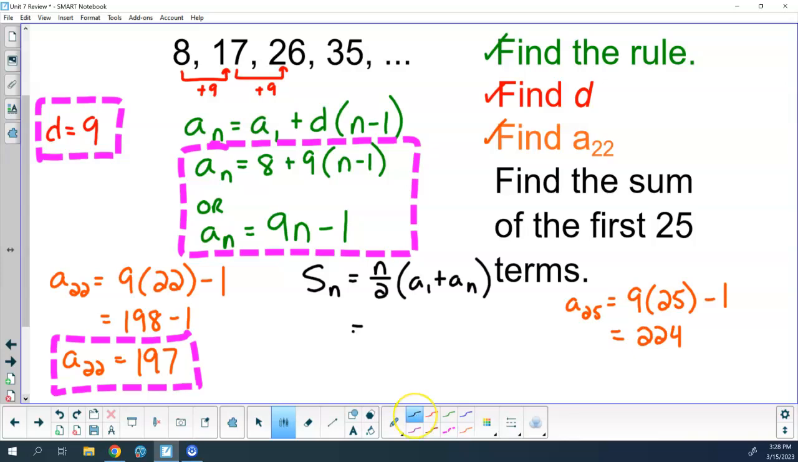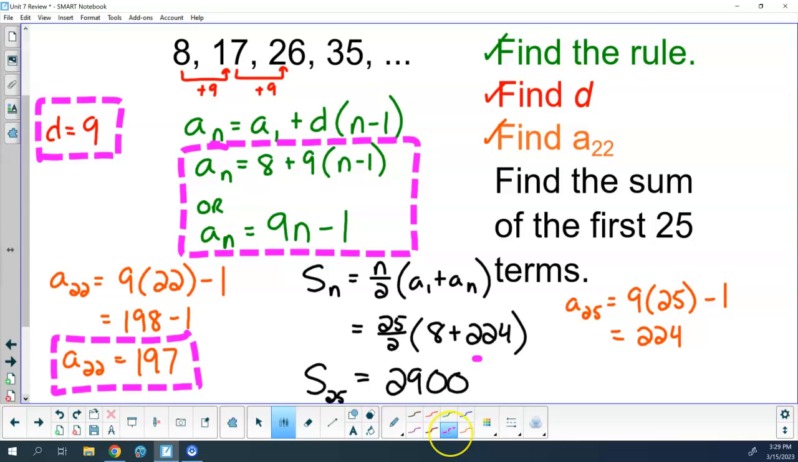So the sum here then would be 25 divided by 2 times 8 plus 224. 8 plus 224 is 232 times 25 over 2 tells me that the sum of the first 25 terms is 2,900. And we found that.